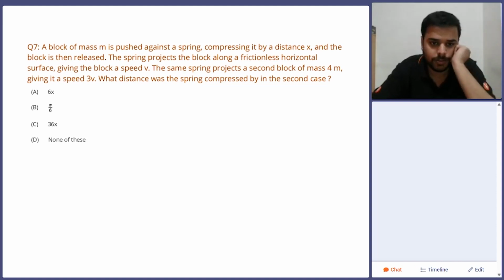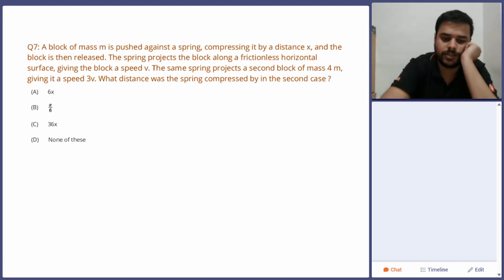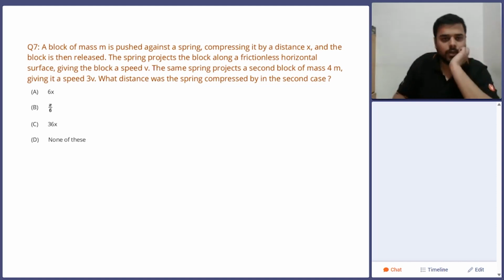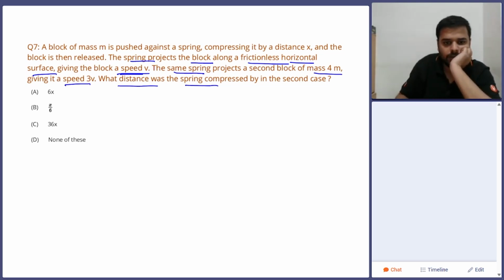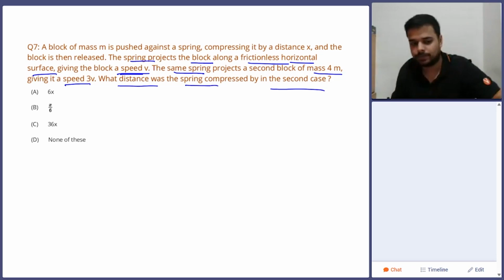A block of mass m is pushed against a spring compressing it by a distance x. And the block is then released. The spring projects the block along a frictionless horizontal surface, giving the block a speed v. The same spring projects a second block of mass 4m, giving it a speed 3v. What distance was the spring compressed in the second case?